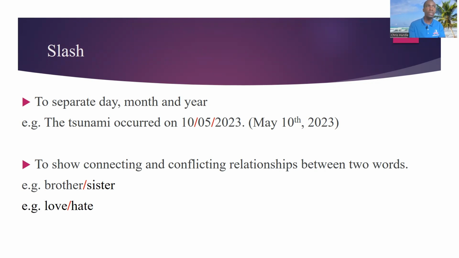Sometimes the month is written first, so that could also be written as 05/10/2023, which would be May 10th, 2023, in another format. But I prefer to put the day first. And finally, the slash can show connecting and conflicting relationships between two words. So brother/sister, love/hate. Those are connecting and conflicting at the same time.